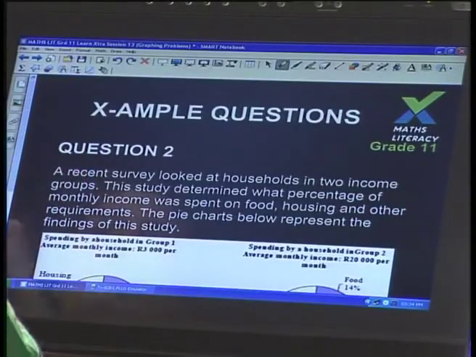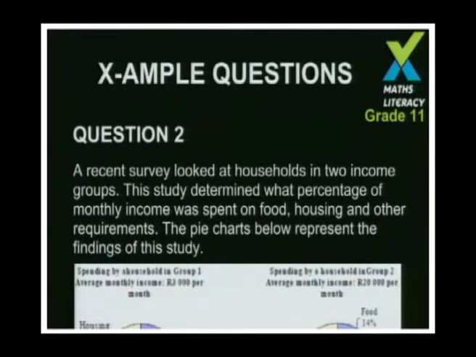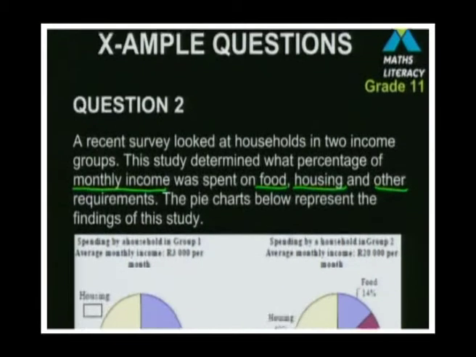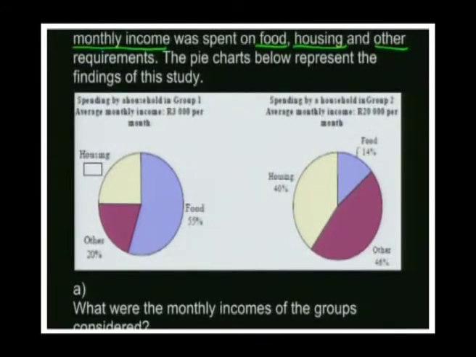Question number 2. A recent survey looked at the households in 2 different income groups. This study determined what percentage of monthly income was spent on 3 different things: food, housing, and other requirements. The pie charts below represent the findings of the study. Let's have a look at these pie charts.